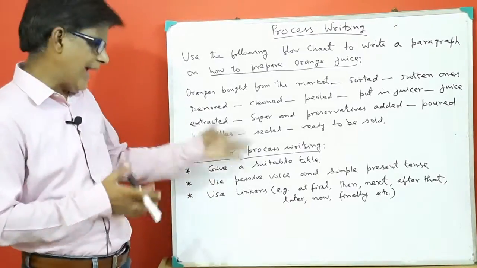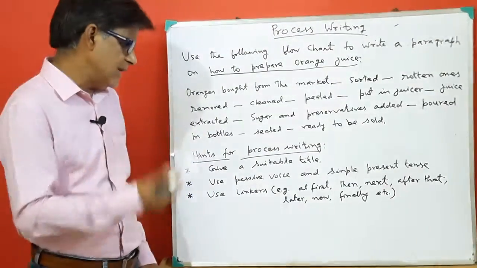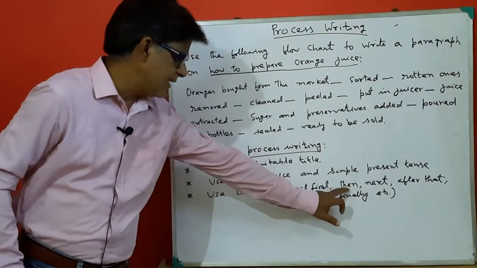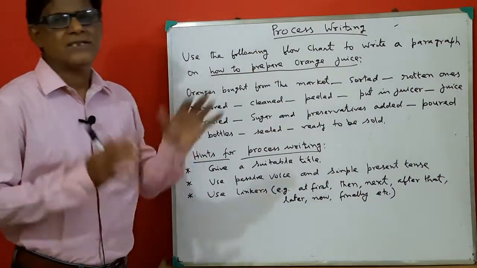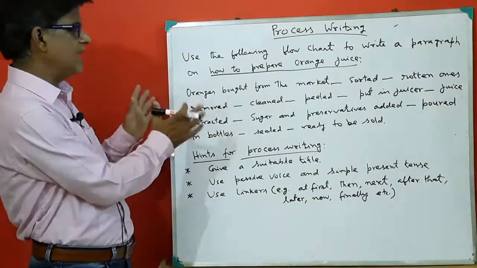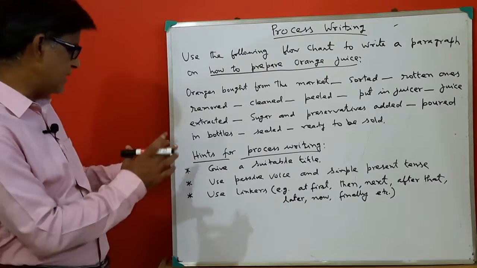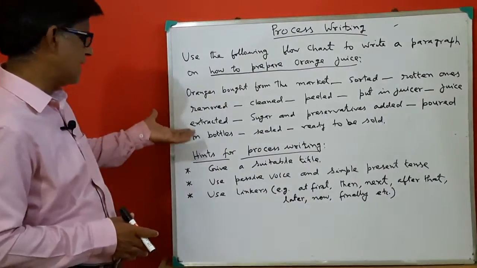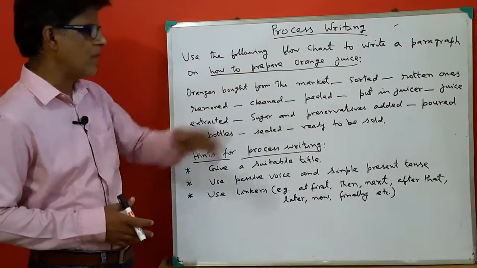And in between at first and finally, you may use some more linkers like then, next, after that, later, etc. So these are the linkers which are to be used in writing a process. So these are certain tips or hints for process writing. Now these are the points on the topic how to prepare orange juice.